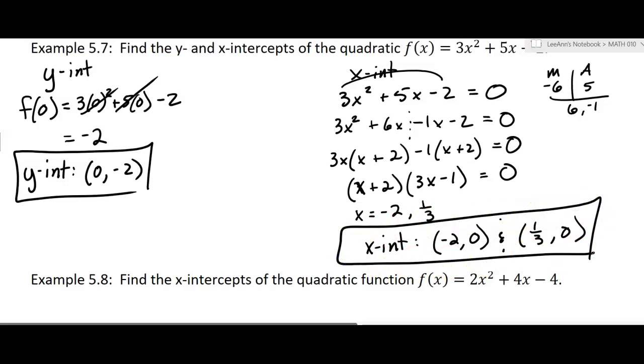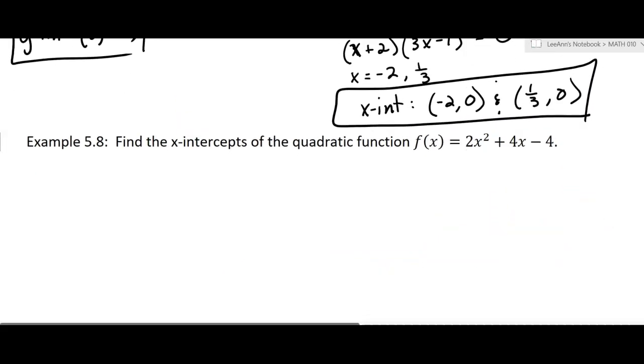Okay. This next problem says find the x-intercepts. They don't care about the y-intercept this time. The y-intercept's negative 4, but they just want to know the x-intercepts. And so we want to set that function, 2x squared plus 4x minus 4 equals 0. Now, you could factor out a 2. Yeah, let's go ahead and do that. Let's just divide both sides by 2.